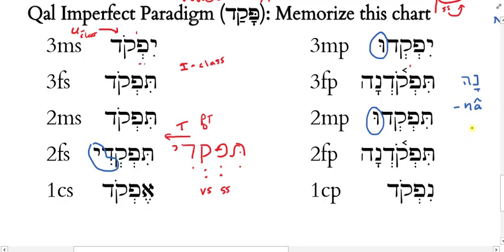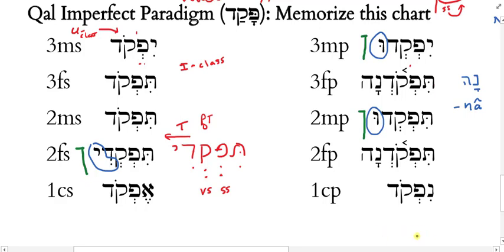What's my point here? My point is just to say, okay, we've identified the vocalic endings, and now what you need to know is that sometimes in Hebrew, a special nun magically and mysteriously can appear at the end of the vocalic endings. So you could see not just tifkadi, but tifkadin. Or not just yifkadu, but yifkadun. Or tifkadun. Okay? That nun is there for who knows what reason. Honestly, we are not entirely certain why that nun shows up.